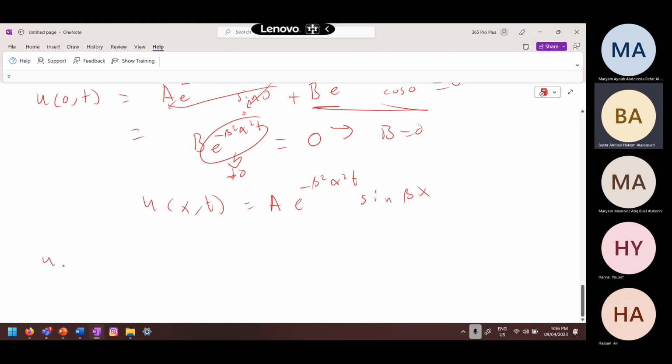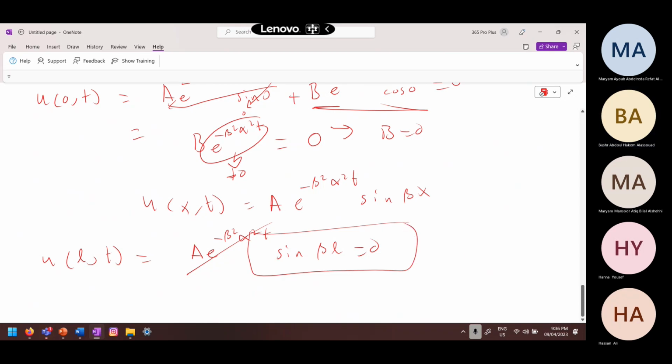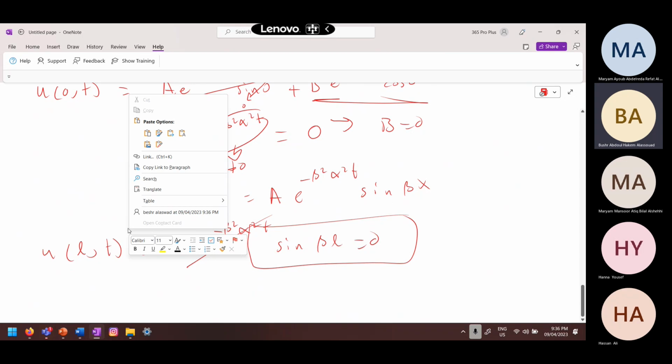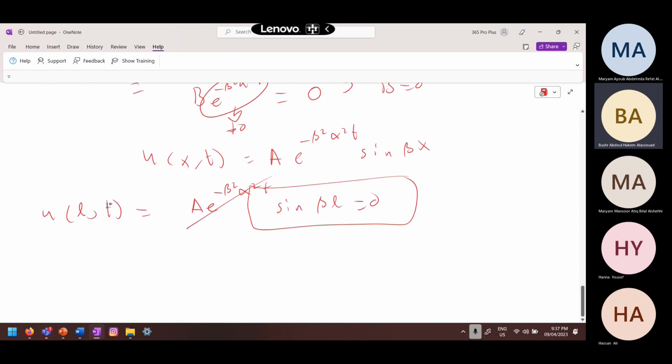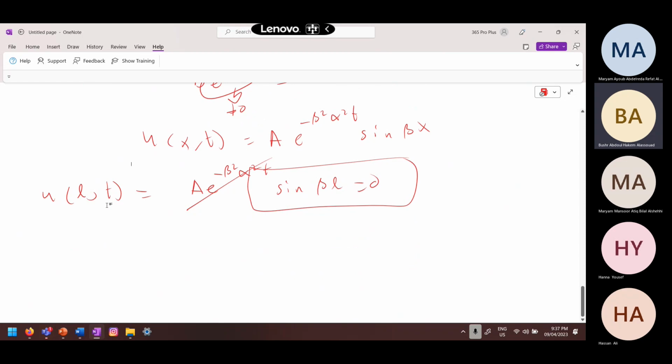Now we'll apply the second boundary condition, which is y of l for x equal to l and t, and you'll get that A e to the power negative beta square alpha square t sine beta L equals zero. You can cancel this by dividing both sides, and you'll still have sine beta L equal to zero. I know the solution seems long, but you can see that all questions have the same methodology. It's all the same thing. You will end up with the same. There are no tricks in this chapter. Just a simple question, apply it, that's it. Just practice enough and you will understand that this chapter is very easy.